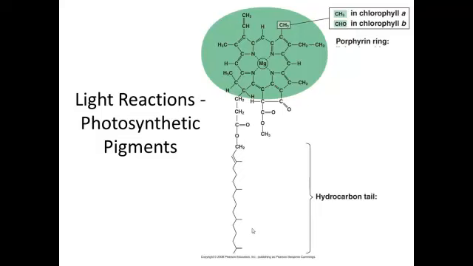That's right, hydrocarbons are hydrophobic. The lipid membrane of the thylakoid is hydrophobic. The hydrocarbon tail, or hydrophobic tail, allows chlorophyll to be embedded in the thylakoid membrane so it doesn't move around. Next up, the porphyrin ring holds the magnesium here. The magnesium is very important.